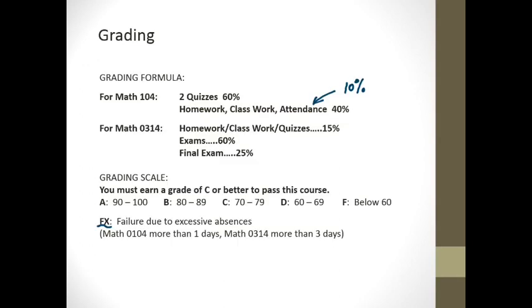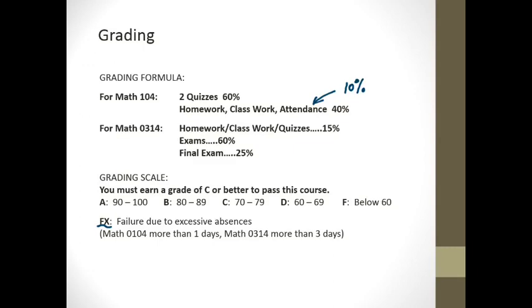As far as grading is concerned, we're going to have 2 quizzes that make up 60% of your grade. Homework, classwork, and attendance will make up the other 40%. That's all for Math 104. Attendance will actually be 10% of your grade. And then when we get to 0314, the percentages change. Homework, classwork, and quizzes are just 15% of your grade, and exams are 60%, and the final is 25%.